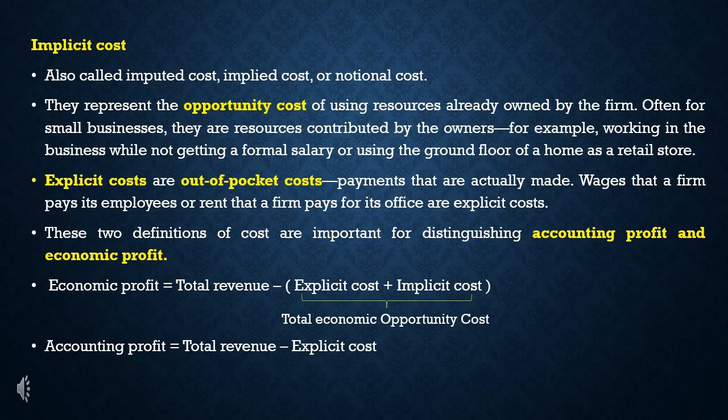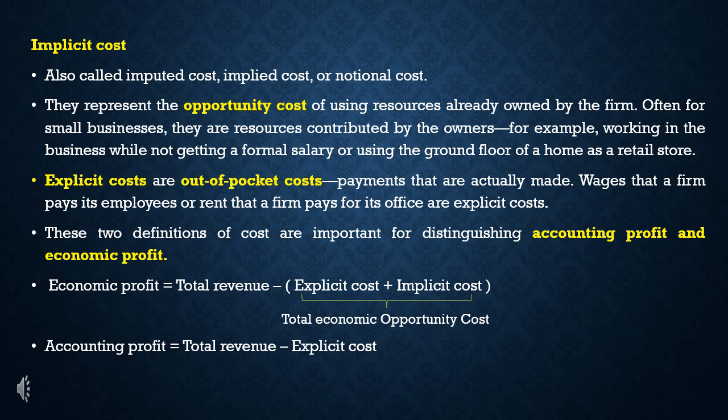Implicit cost. These are also called imputed cost, implied cost, or notional cost. They represent the opportunity cost of using resources already owned by the firm. Often for small businesses, they are resources contributed by the owners. For example, working in the business while not getting a formal salary or using the ground floor of a home as a retail store. Explicit costs are out-of-pocket costs. These are payments that are actually made. Wages that a firm pays its employees or rent that a firm pays for its office are explicit costs.